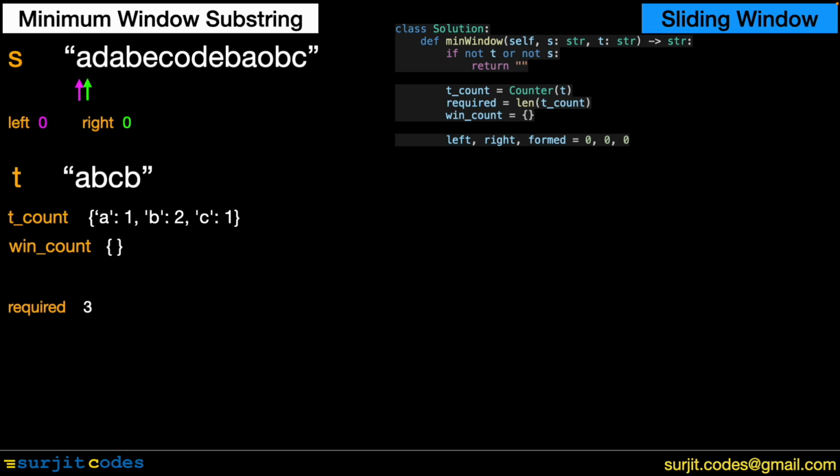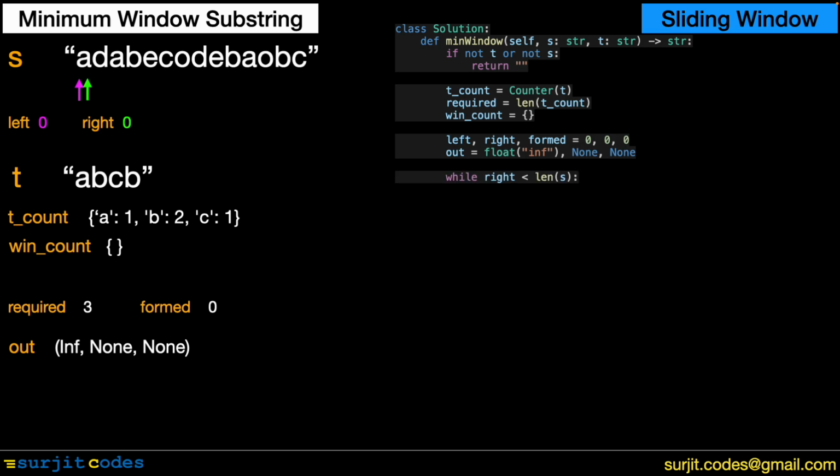We use the left and right pointers to define a window contained between these two pointers. Both left and right are 0 to begin with. Formed is a variable that counts the characters present in T that have also been put in winCount. It is also 0 to begin with. We define a tuple named out, initialized to infinity, None, None. It will be used to save the details of the output window.